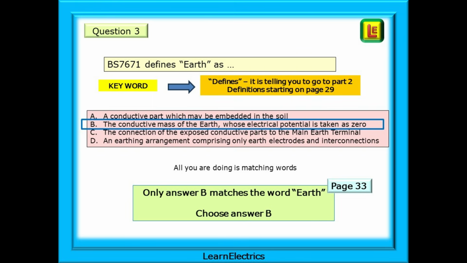The keyword is defines. It is pointing you at part 2, definitions. Go there now. They start on page 29. Then look on page 33 for the word Earth. On its own, as in the question, nothing else. Now find a match for the wording. There is only one match, and your answer is B.